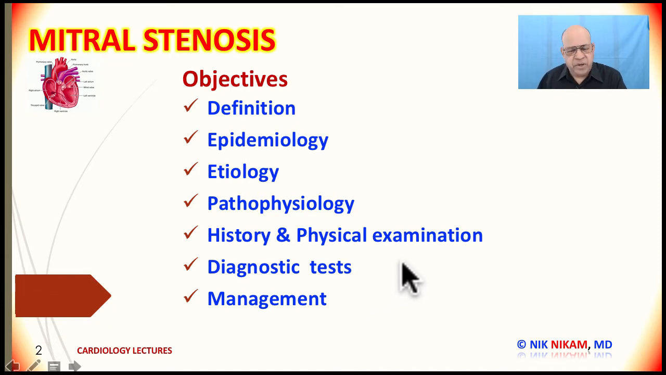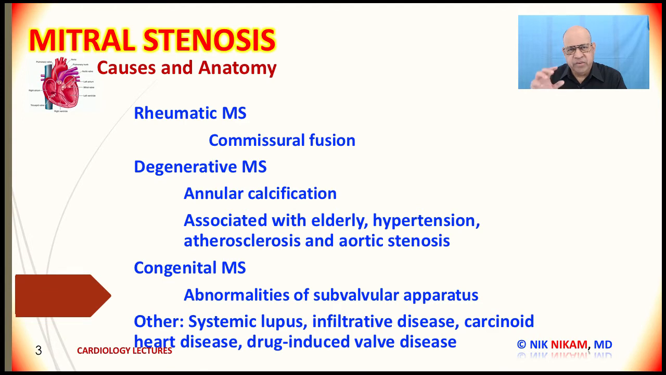So let us continue. Mitral stenosis is a condition where there is narrowing of the mitral leaflets, reducing the mitral orifice, leading to a gradient between the left atrium and the left ventricle. In most instances, mitral stenosis is predominantly caused by rheumatic fever, which leads to commissural fusion, and occasionally we can also see degenerative mitral stenosis with severe mitral annular calcification, especially in elderly hypertensive patients with atherosclerotic heart disease and aortic stenosis.